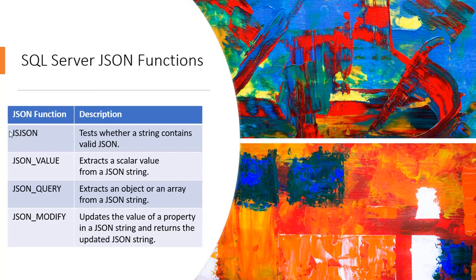Here are some common SQL Server JSON functions. ISJSON returns a 0 if it is not, and a 1 if it is valid JSON. JSON_VALUE will take a scalar or a single value from a JSON string. JSON_QUERY extracts an object or array from a JSON string, and it's much like other types of query mechanisms that we're used to. JSON_MODIFY performs an update on the value in a JSON string.